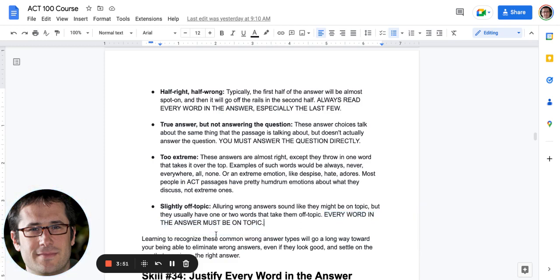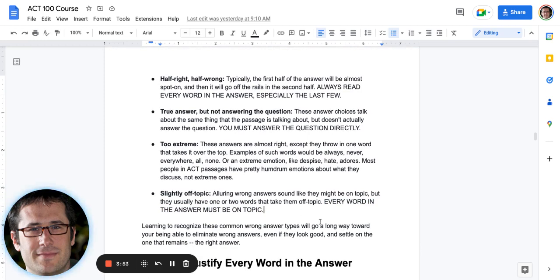Learning to recognize these common wrong answer types will go a long way toward your being able to quickly eliminate wrong answers, even if they look good, and settle on the one that remains the right answer. Okay, so get these four in your brain and start noticing them when you take reading sections.